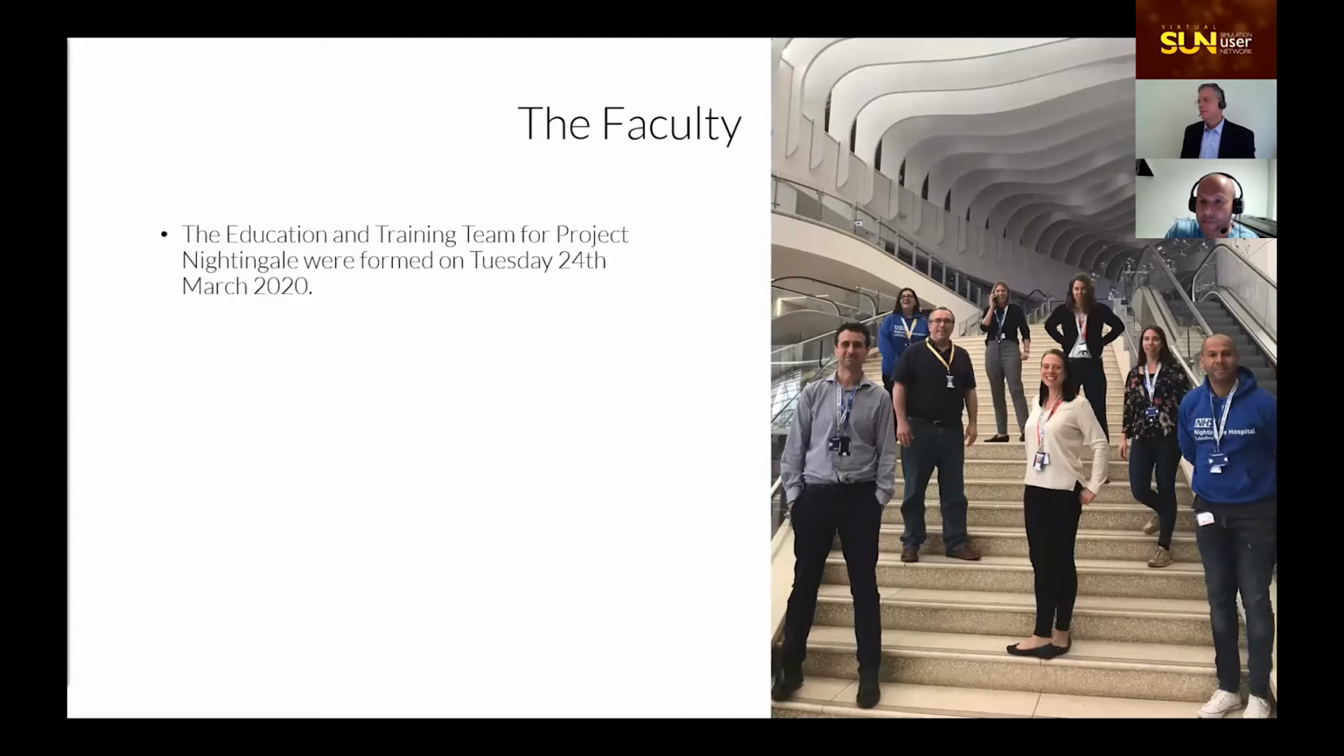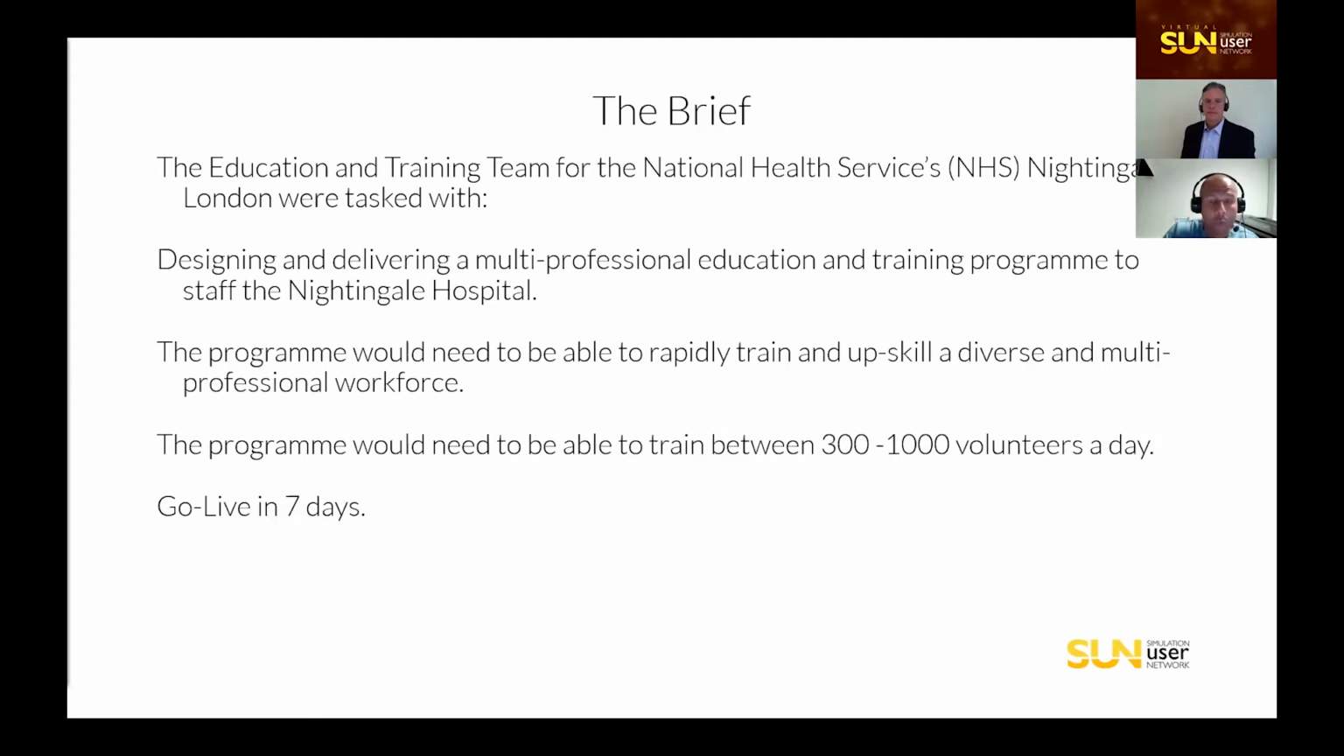So on 24th, we convened at the KPMG offices in central London, which is near Canary Wharf, where we were given a brief. And essentially, there was 5 points to the brief. Basically, we were tasked with helping support a workforce at the Nightingale Hospital that was yet to be disclosed to the public. We were then looking at designing a training program for a multi-professional workforce. We would need to be able to rapidly upskill this diverse workforce, and we'd be looking at training anywhere between 300 to 1,000 people a day, and we had 7 days in which to complete this task.